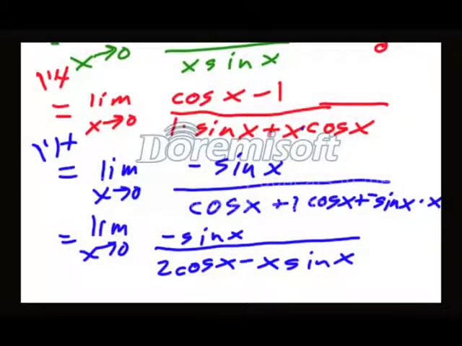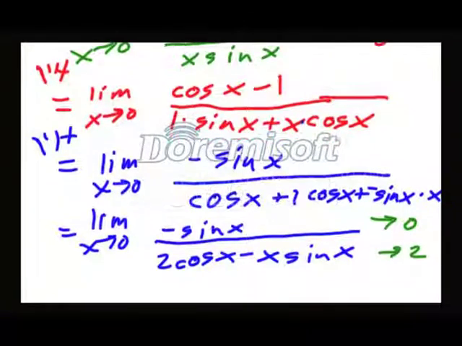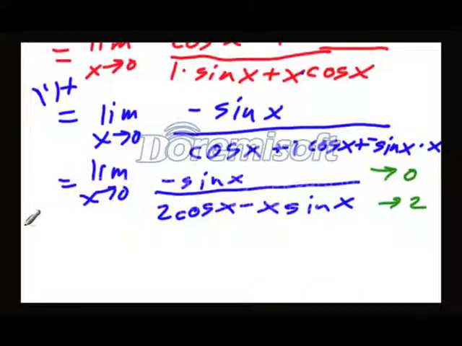Now let's try to plug in the 0. Numerator, sine is going to 0. Denominator, plug in the 0. Cosine is going to 1. So we'll have 2 times 1, and the second term is going to 0. So the denominator is going to 2. So if that's the case, we've got a 0 on the top, a 2 on the bottom. That's not a L'Hopital's rule form. That means we're actually done because 0 over 2 is 0.